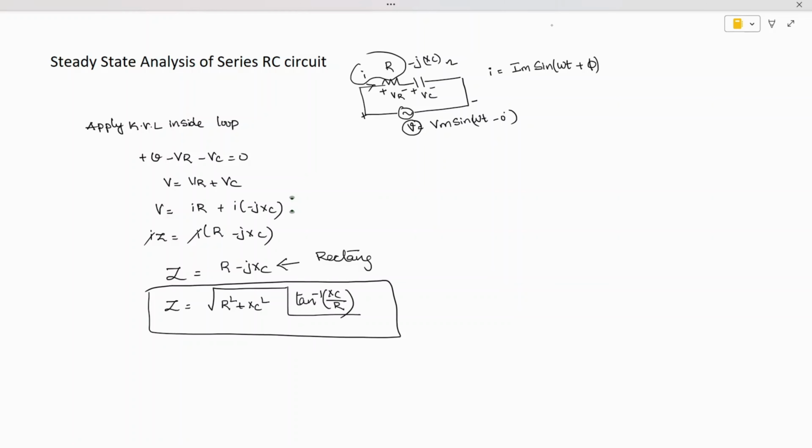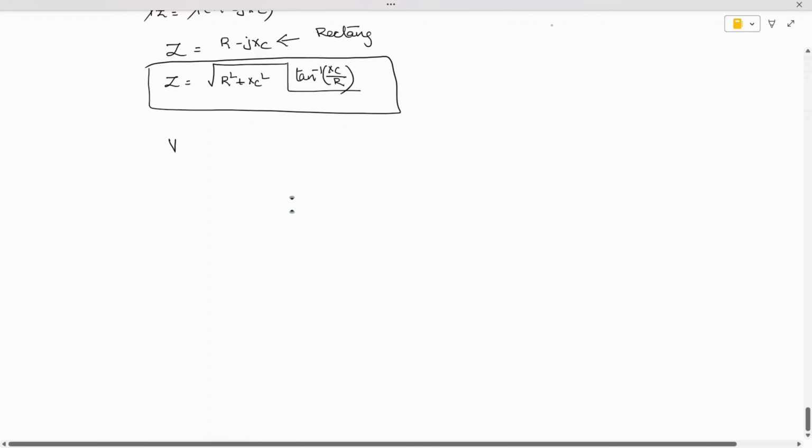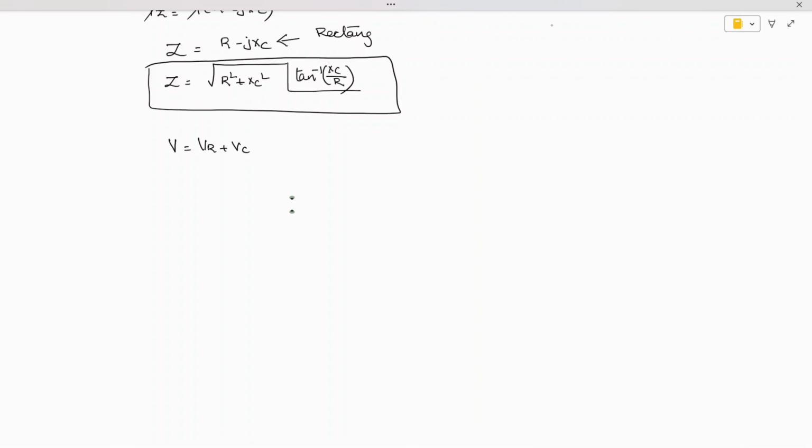And now we need to draw the diagram for this. So how to draw the diagram: V is equal to VR plus VC. This is not a normal addition, this is a vectorial addition. So first I am going to draw VR. I am drawing VR with an angle of 0. This is VR at an angle of 0 volts.